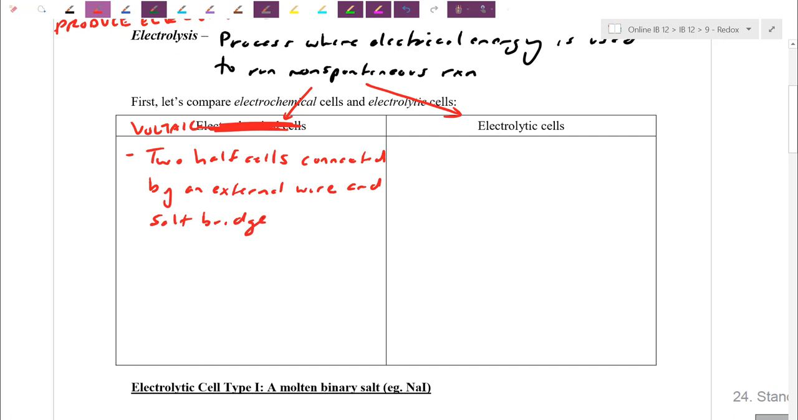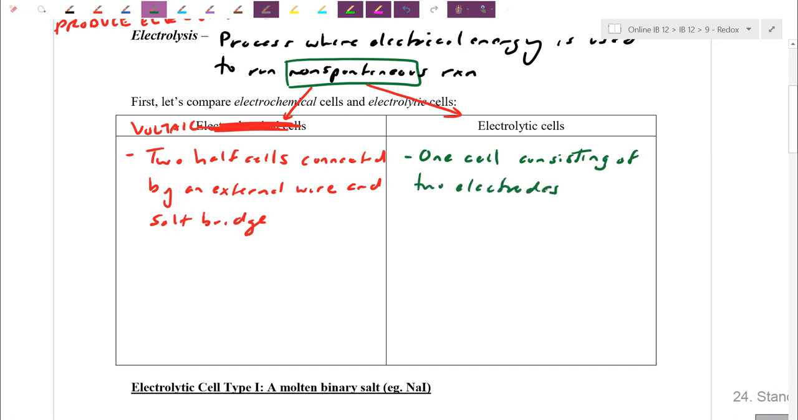That was because if you just put the chemicals together, given a chance to react, they're going to react. This time for an electrolytic cell, the reaction is non-spontaneous, so it's totally okay to just have one cell. That means we don't need any external wiring, we don't need any salt bridge, it's a lot simpler in that sense. But it's still going to consist of very similar components. One cell consisting of two electrodes. We could still have one anode and one cathode, exactly the same. We're going to have an electrolyte, an electrically conducting solution, which we also had in the voltaic case. But it's a lot simpler.